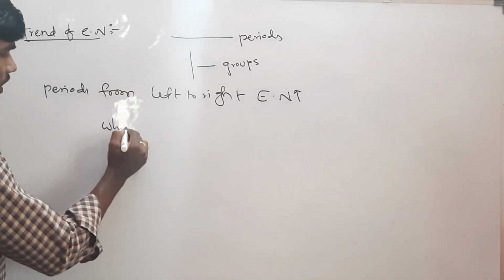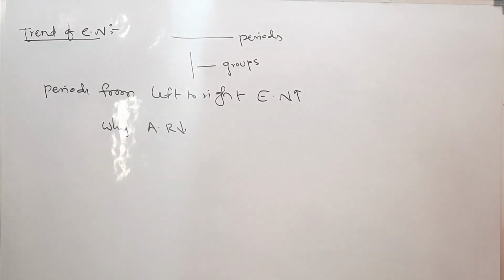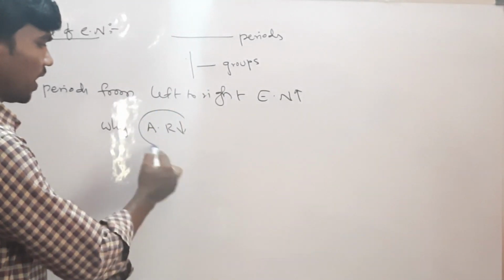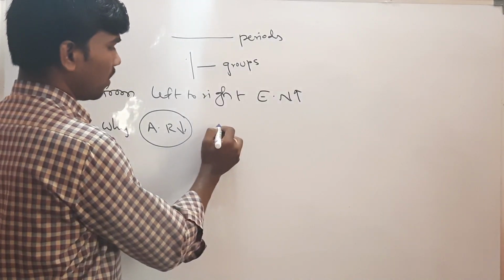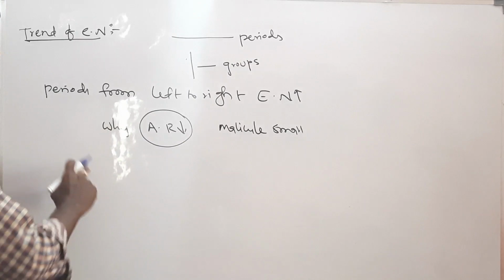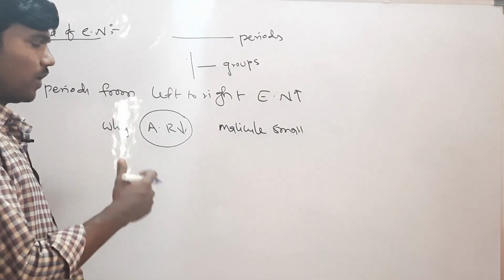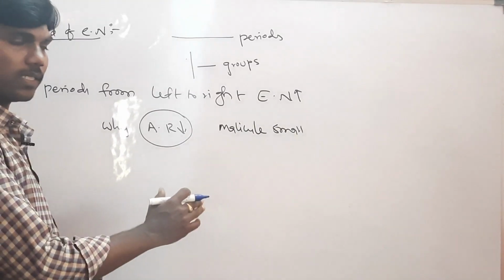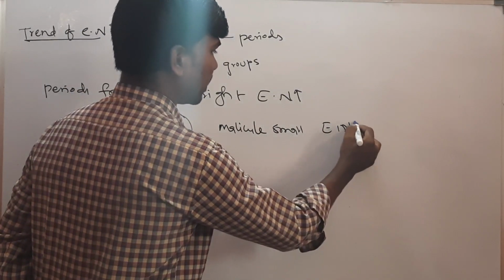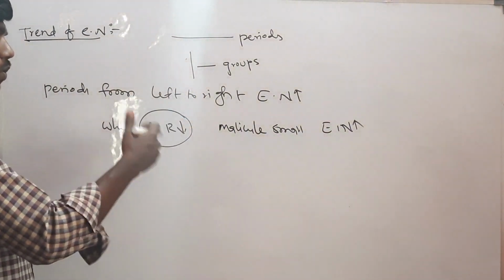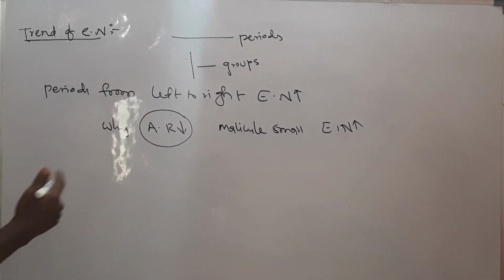Why? Because atomic radius will decrease. When we are approaching in a period from left to right, the atomic radius value will decrease, and the nuclear strength will increase. When the nuclear strength increases, the atomic radius decreases. When the atomic radius decreases, obviously the electronegativity value will increase, because the nucleus only will attract valence electrons. So that's why electronegativity increases in case of periods.